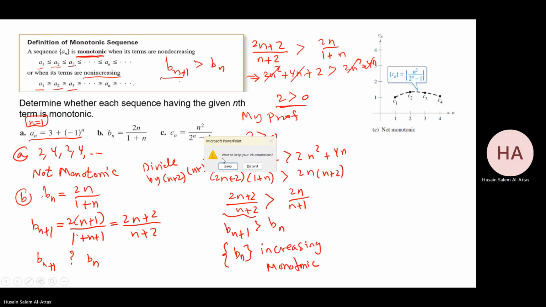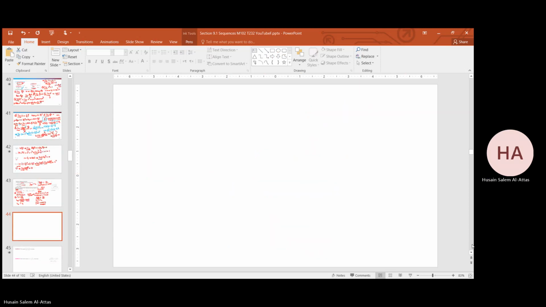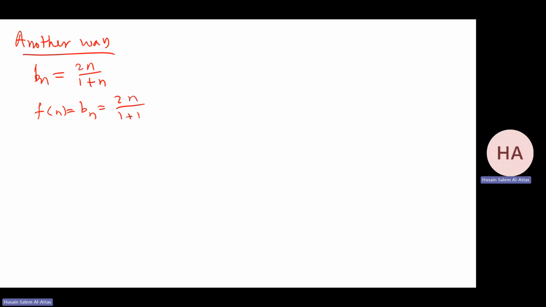I think I need more space. This is one way to do it. Another way to prove increasing or decreasing, it will not always work, but you need to try it. What was the sequence bn? It was 2n over 1 plus n. What I will do, I'll consider f of n, which is bn. So I will work with this function, f of x equals 2x over 1 plus x.